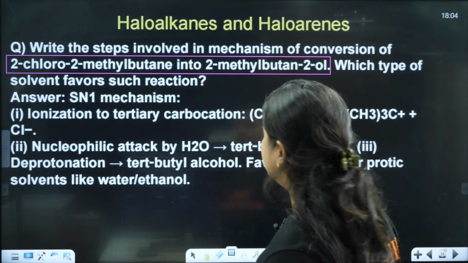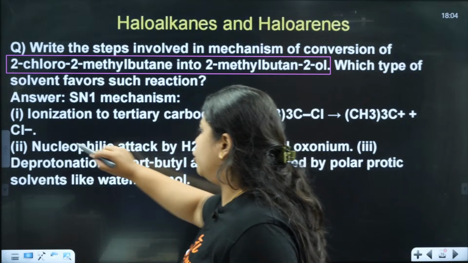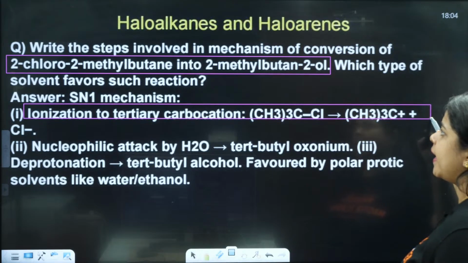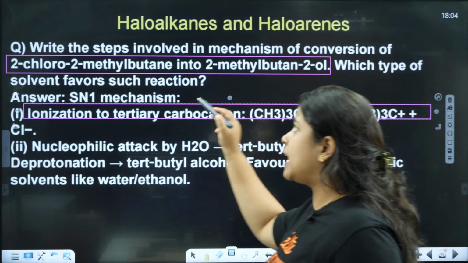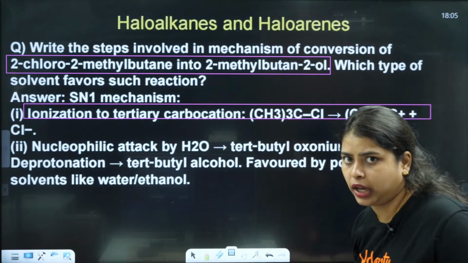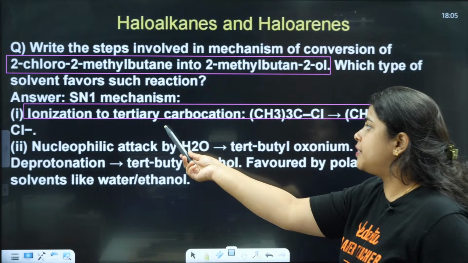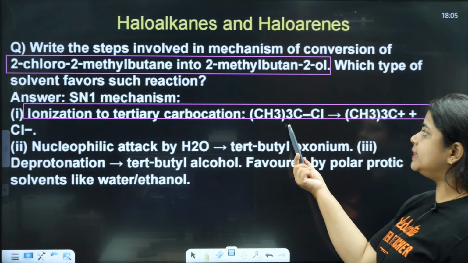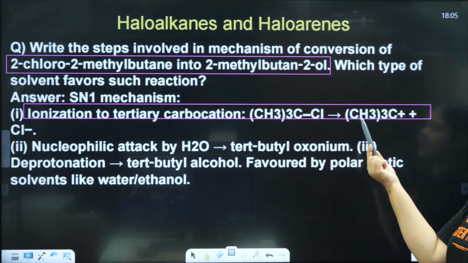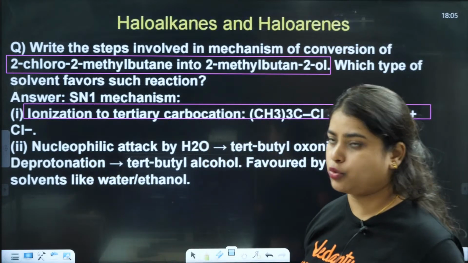So what happens here? SN1 mechanism. So in the SN1 mechanism what will happen? There is ionization. The ionization forms a tertiary carbocation. We are converting 2-chloro-2-methylbutane into 2-methylbutan-2-ol. So ionization gives the tertiary carbocation: (CH3)3C-Cl reacts to give (CH3)3C+ and Cl-. This is how the reaction is going to form.